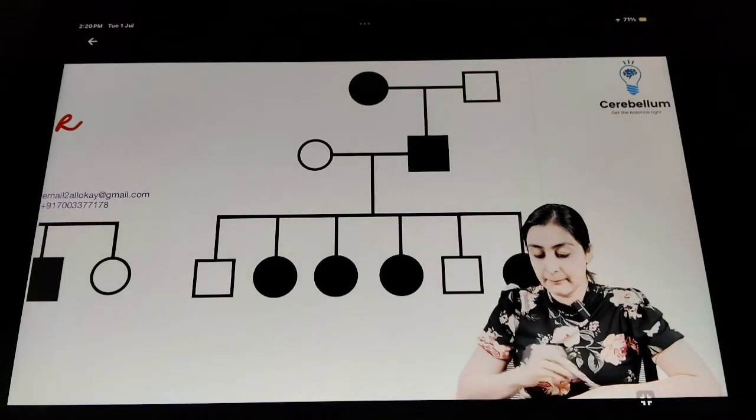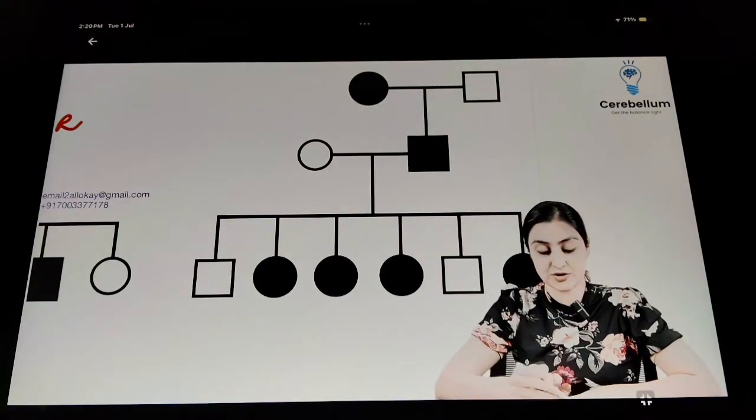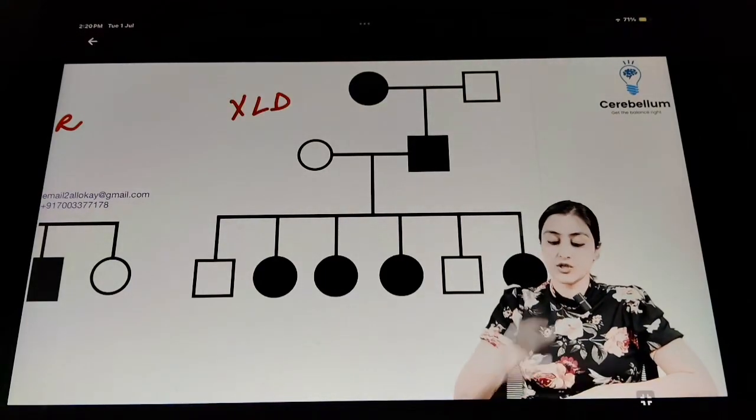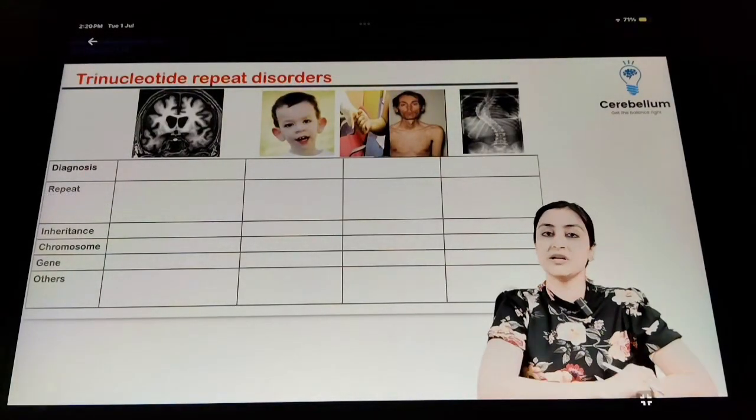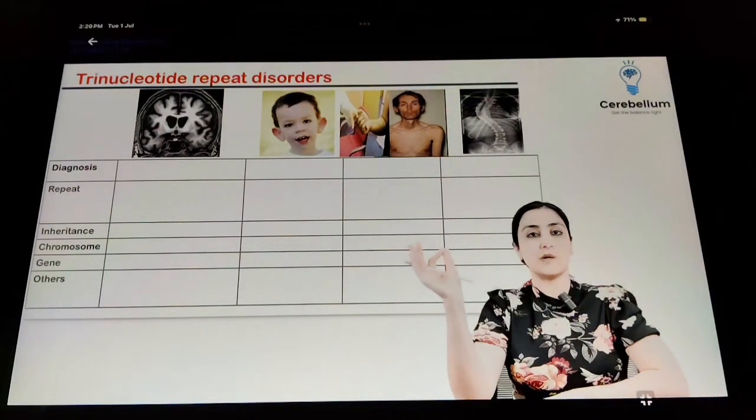So let's see further. This is the male father who is giving to only daughters. So what does this become? X-linked. So this is what we have to do while solving pedigree questions. Next topic here are trinucleotide repeat disorders. Again, very, very important. One story we have to go over each one of them and we are done.